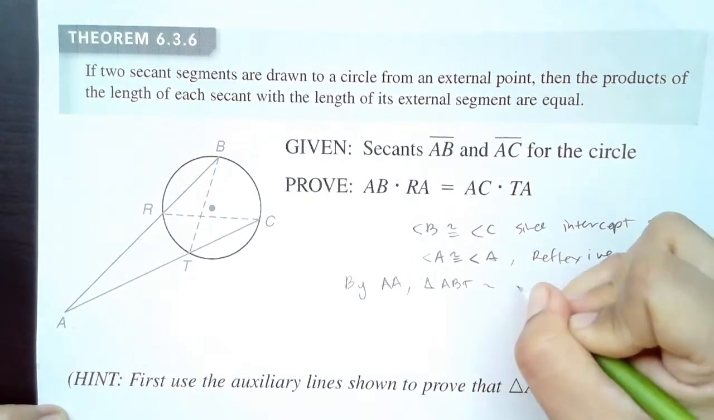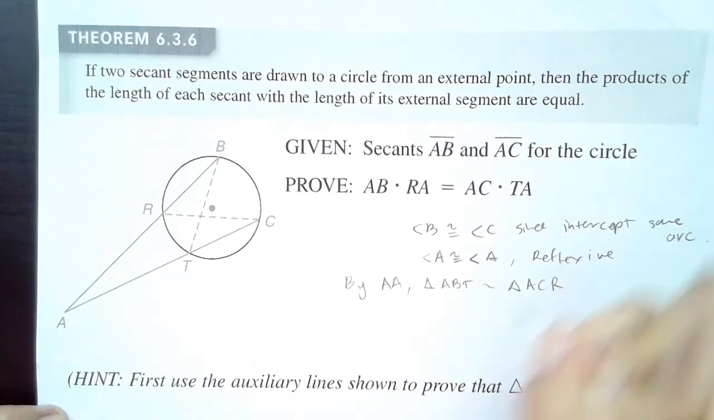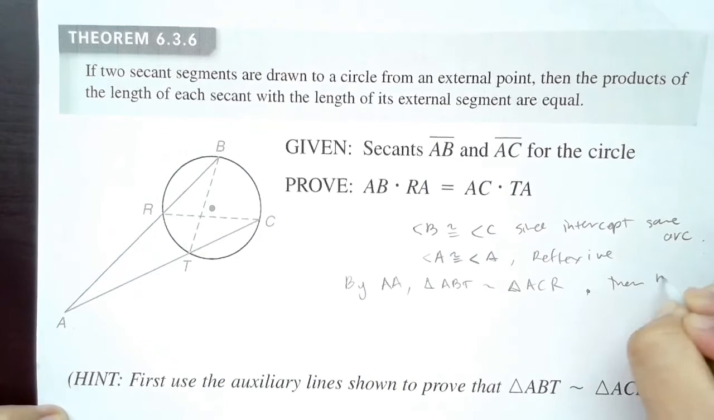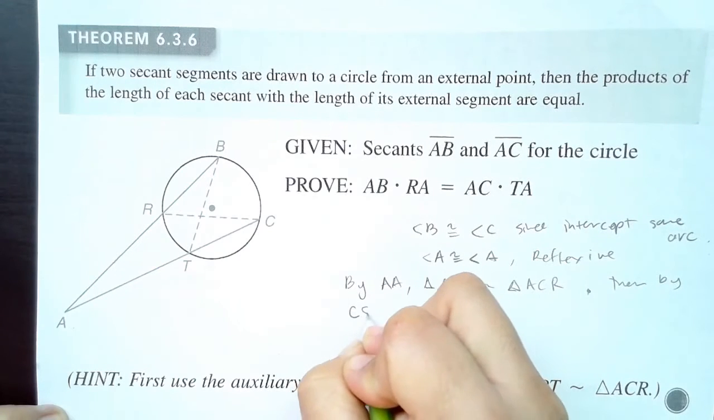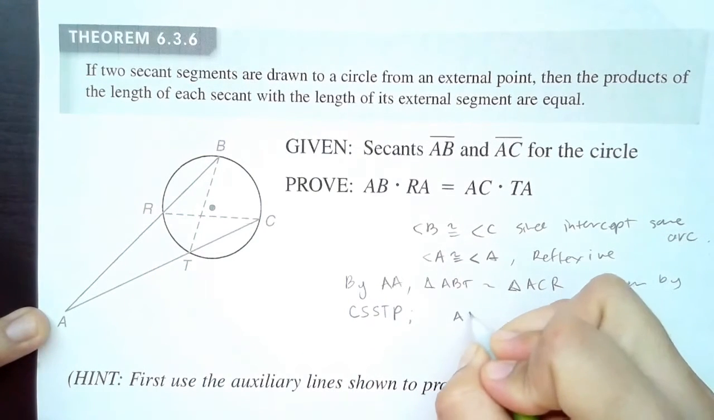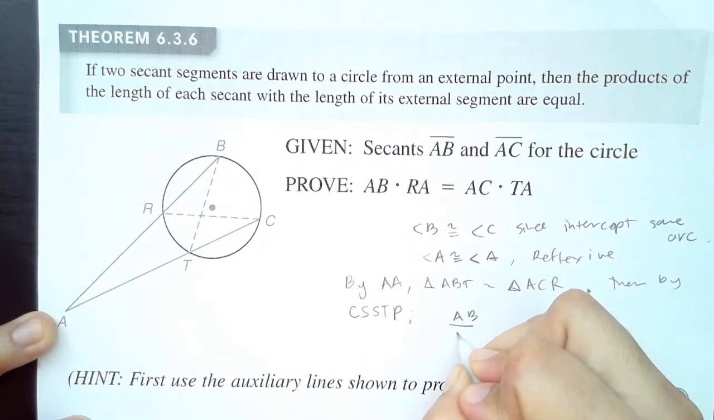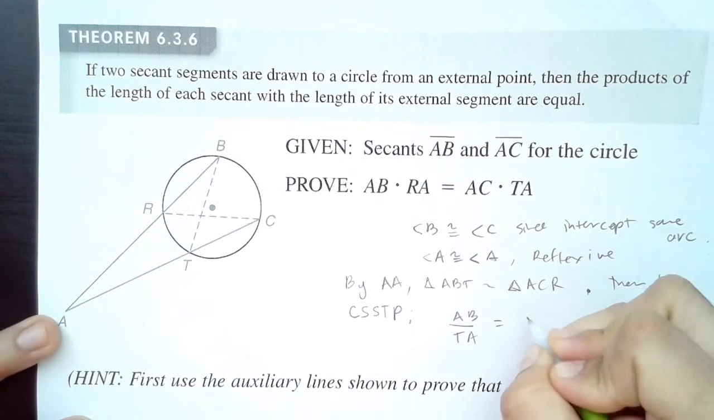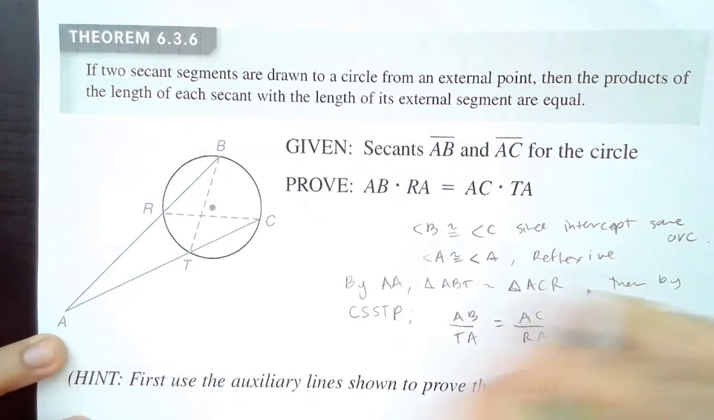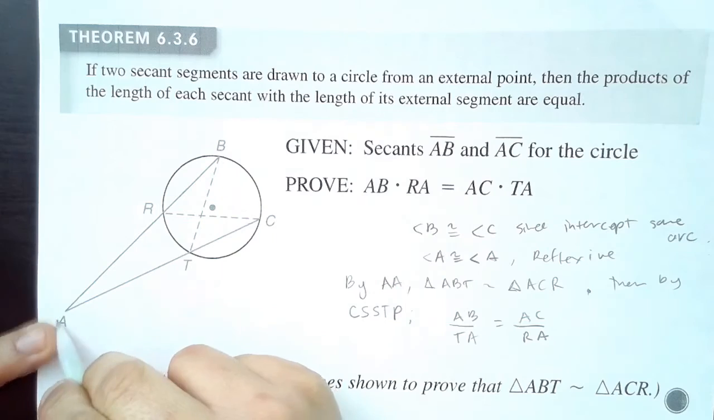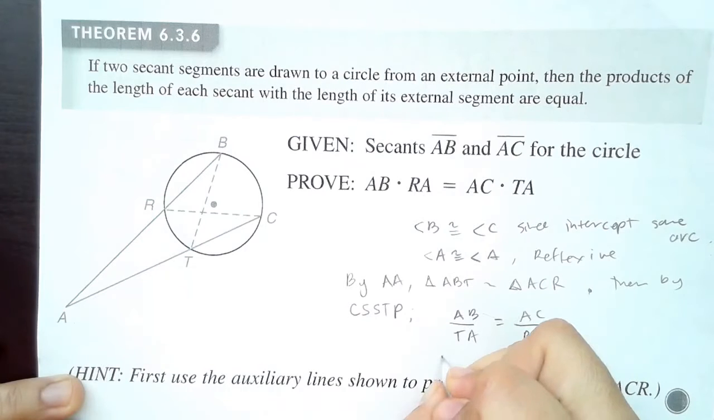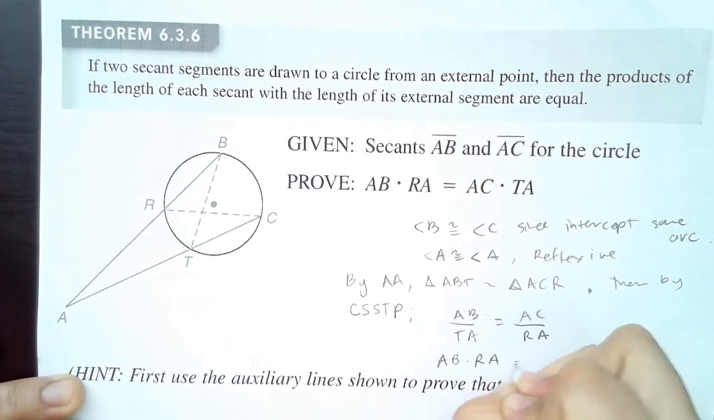Okay. So then by corresponding sides of similar triangles being proportional, we can write that AB is to AT, or TA, as AC is to AR, or RA. Okay, so we have the long end, this is the short end of this triangle. This long end is the short end, because they're similar. And then just cross multiply, and we get what we want, which is AB times RA is equal to AC times TA. And this is supposed to be an exercise, so oopsies.